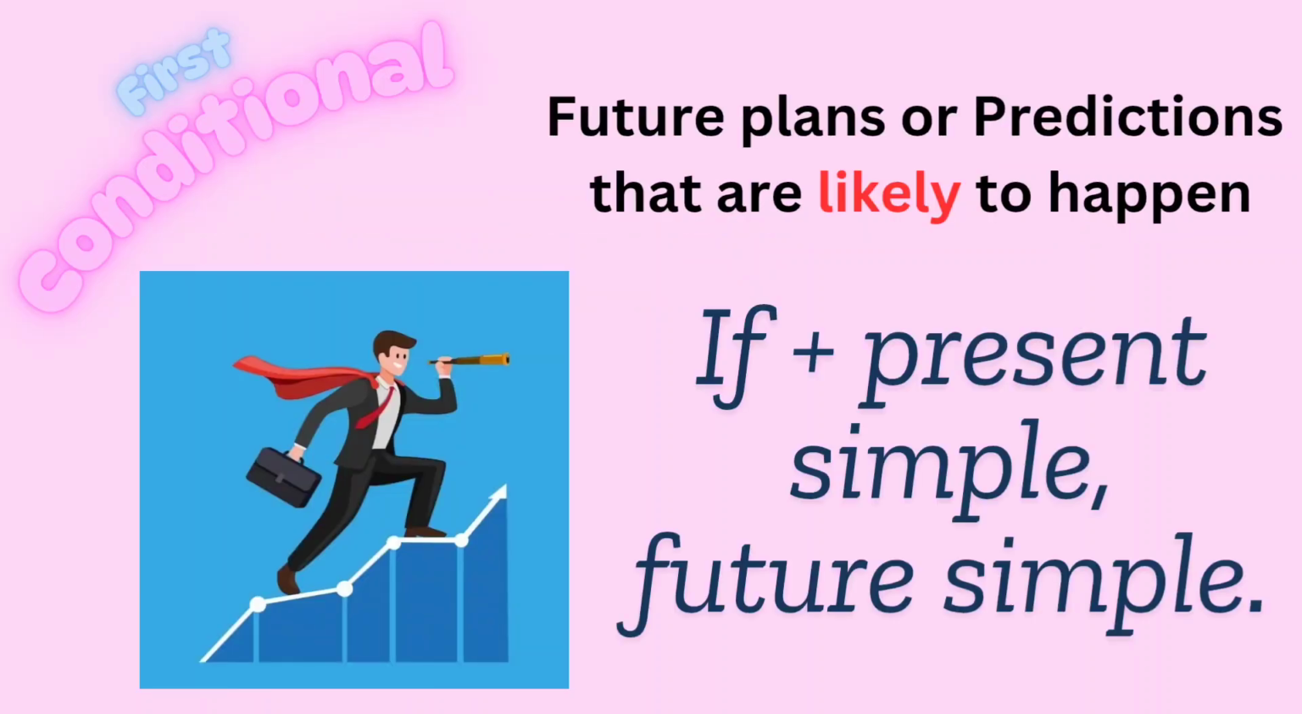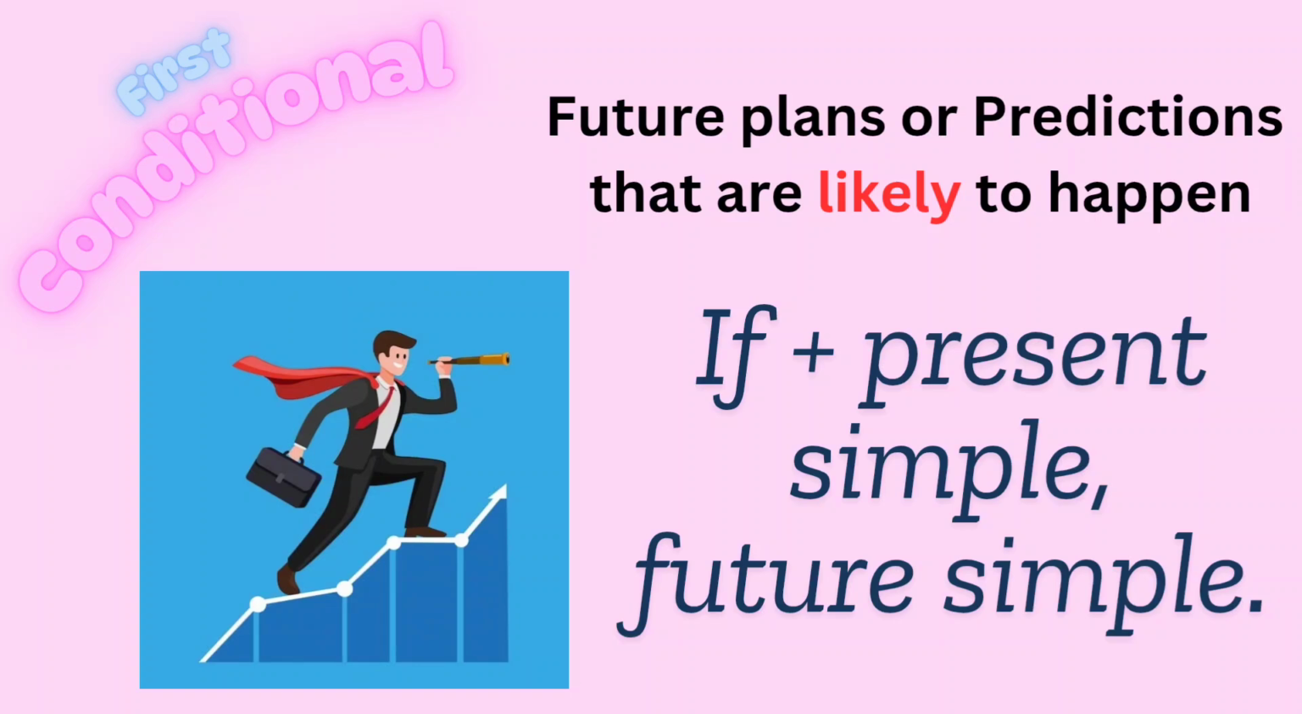About number 2, first conditional. First conditional is used for future plans or predictions that are likely to happen. How about the structure? If plus present simple for the first sentence, and the next sentence is future simple. For example, if it rains tomorrow, I will take an umbrella. This tense is perfect for making plans or predictions about the future.